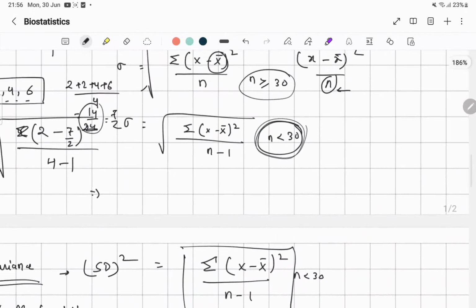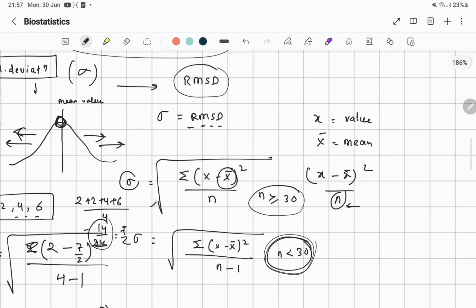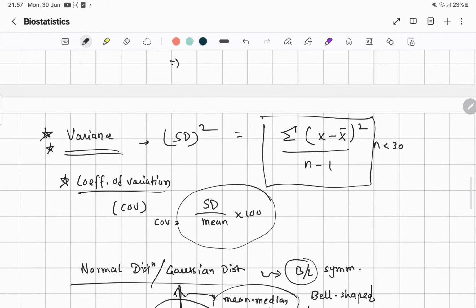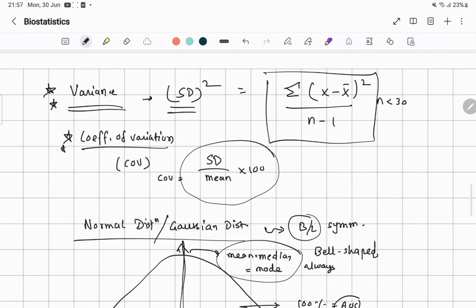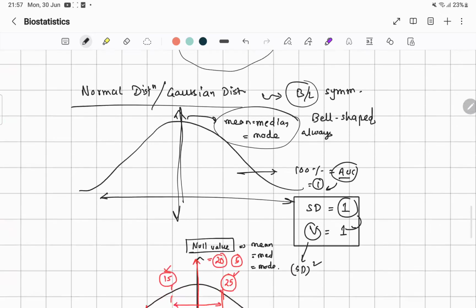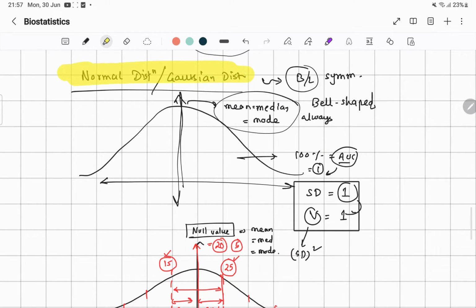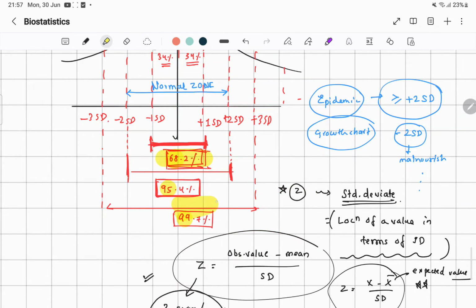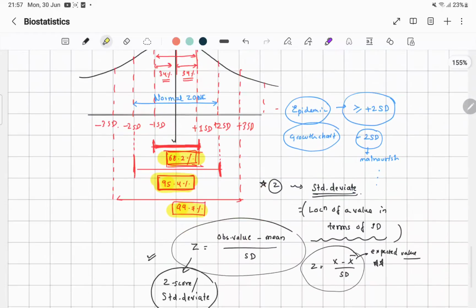And let me revise the formulas. Standard deviation is the square root of summation of x minus x bar whole square by n. Variance is standard deviation square. Coefficient of variance is SD by mean into 100. And we talked about normal distribution or Gaussian distribution. We talk about the normal zone 68.2, 95.4, 99.7. You just remember like this. Okay, this is a normal distribution.